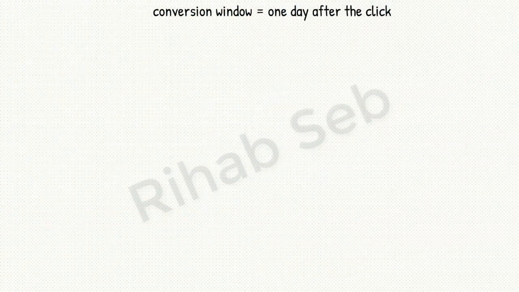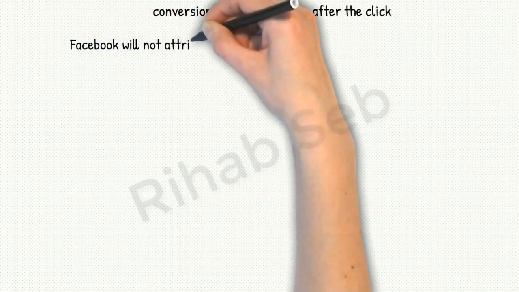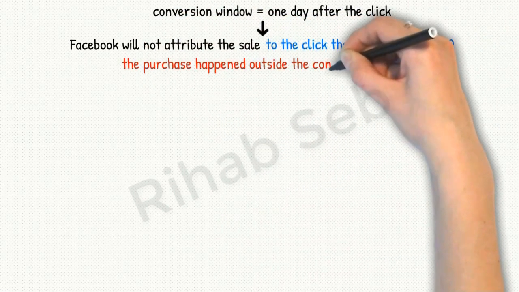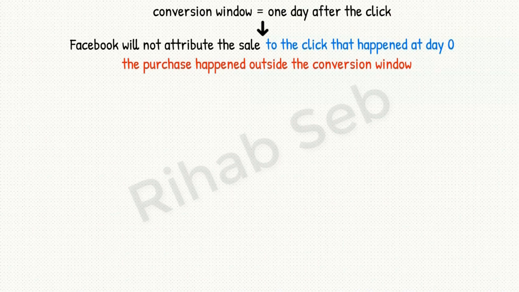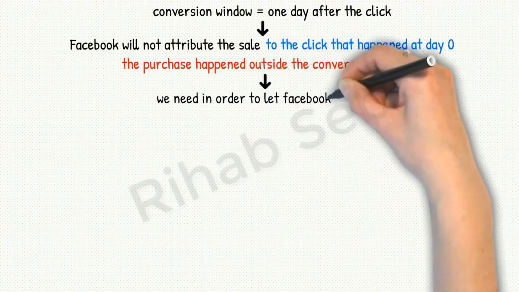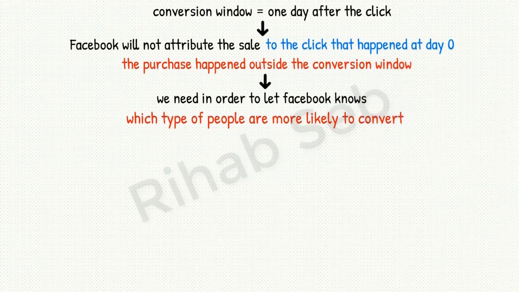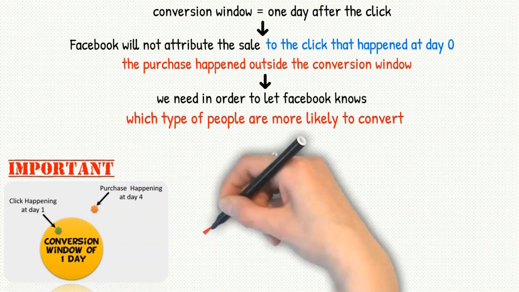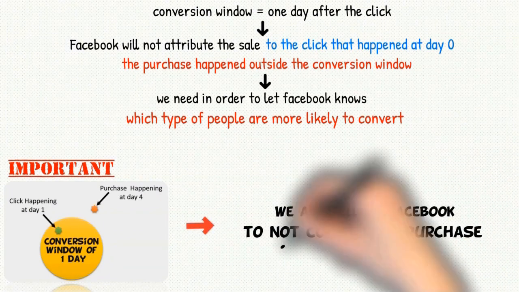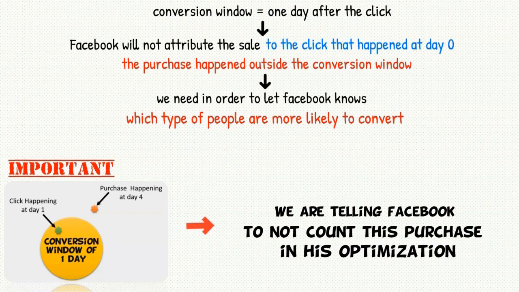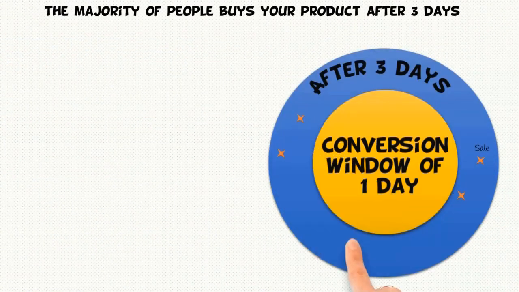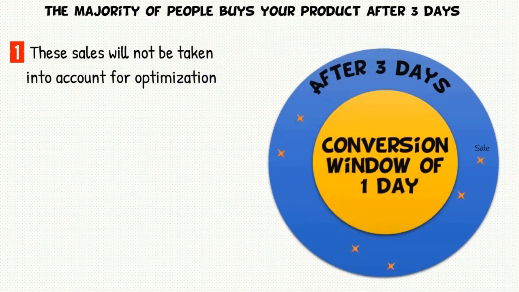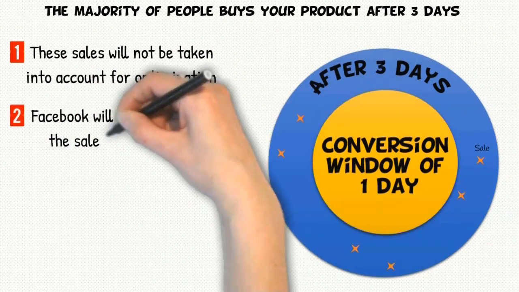Because if you choose a conversion window of 1 day after the click, then Facebook will not attribute the sale to the click that happened at day 0 because the purchase happened outside the conversion window. And this is very important data we need in order to let Facebook know which type of people are more likely to convert. So if the purchase happened after 4 days and we chose a 1 day conversion window, we are telling Facebook to not count this purchase in its optimization. So imagine that the majority of people buy your product after 3 days. All these sales will not be taken into account for optimization and Facebook will not attribute the sale to the click.